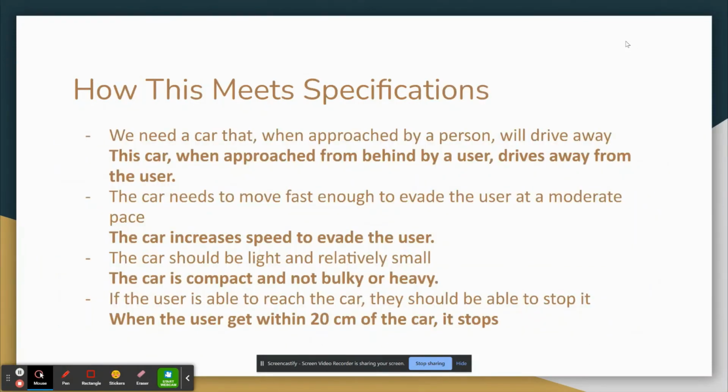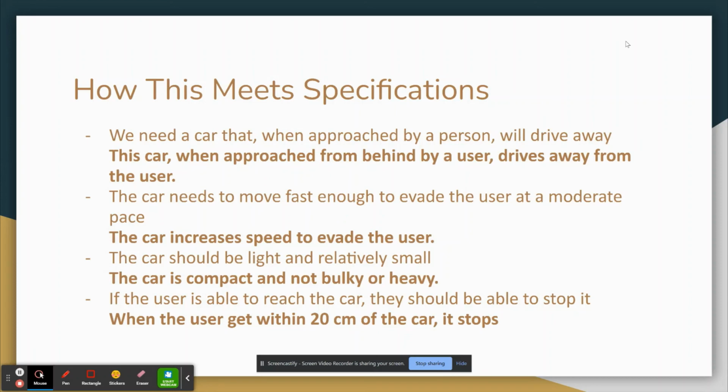So overall, our robot did meet the specifications given by Team 62. Just to recap, they said that they needed a car that, when approached by a person, would drive away. And as seen in the previous slide, we were able to achieve this since our car did drive away from the user. Additionally, they said that the car needed to move fast enough to evade the user at a moderate to slow pace, which once again, as you can see in the video, the car increases its speed once the hand gets closer to the car, so it essentially runs away faster as the hand moves closer.